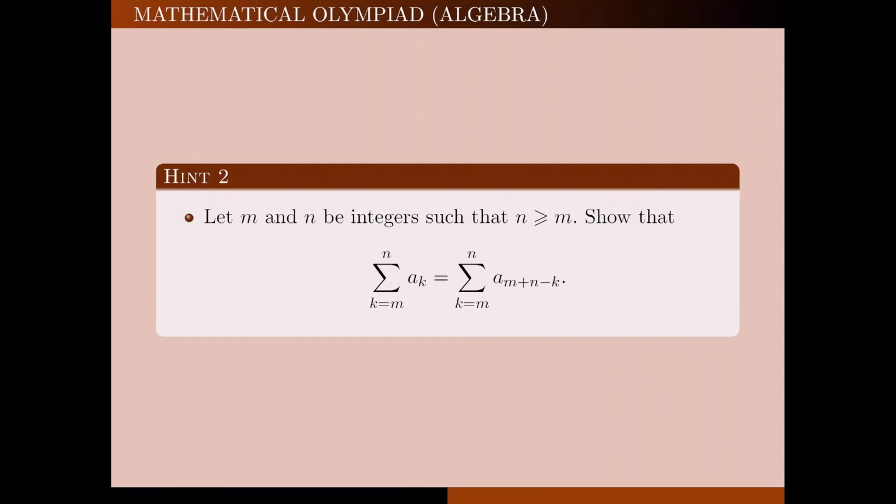For the second hint, I think it would be a good idea if you can try to prove this, which is a very simple fact. So you see on the left hand side I have a sum starting from integer m going up to another integer which is greater than or equal to m. On the right hand side you have a sigma with the same lower limit and the same upper limit, but the only difference is that the index, instead of just being simply k, is m plus n, the sum of these two numbers, minus k.